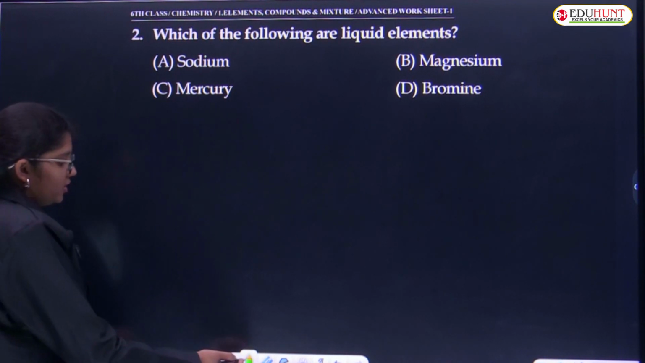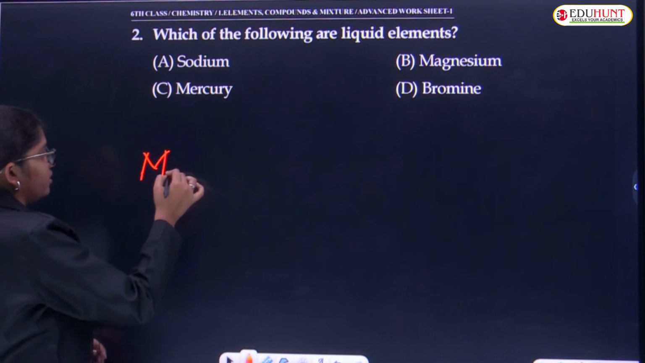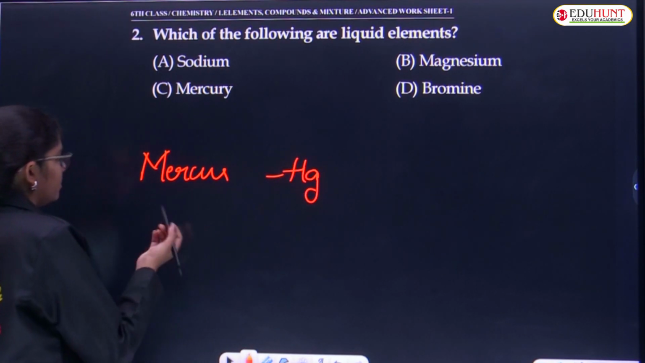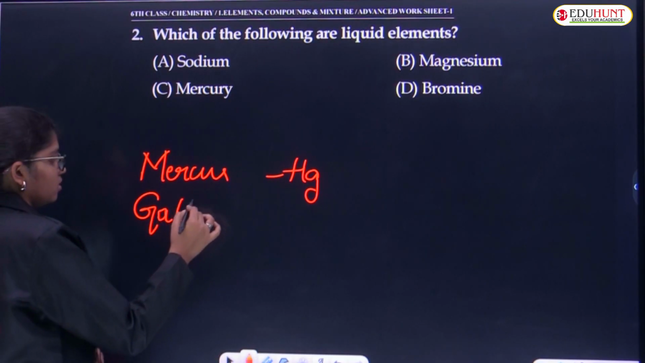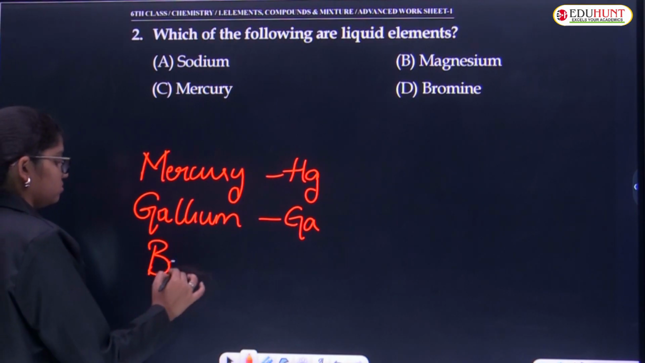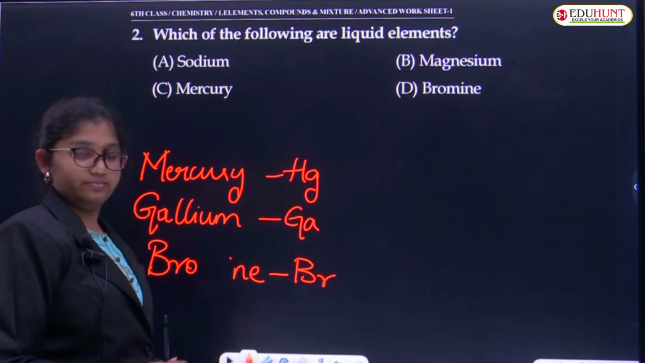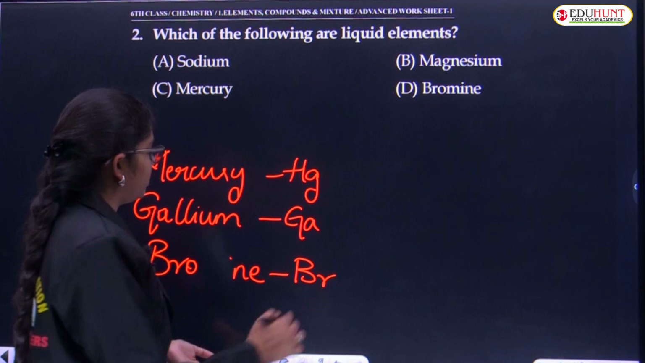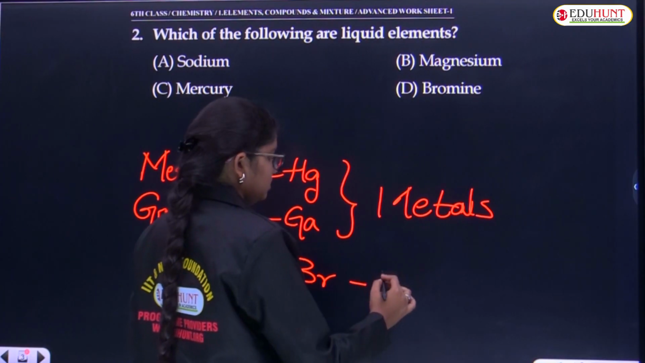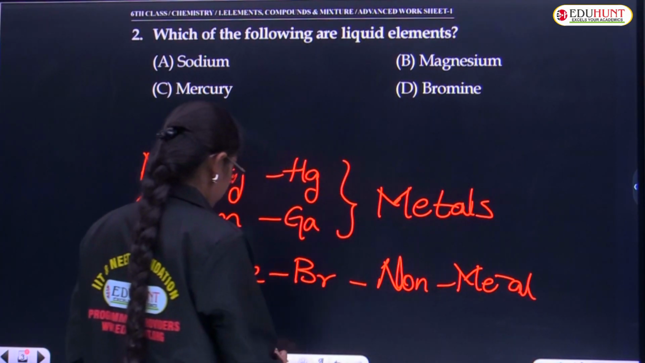So namely, the elements which are in liquid state are mercury, okay, symbol Hg. Next comes gallium, okay, gallium and bromine, okay. These are in liquid state. Which state, children? In liquid state. So we know these 2 belong to the metals category, whereas bromine is a non-metal. Bromine is a non-metal.